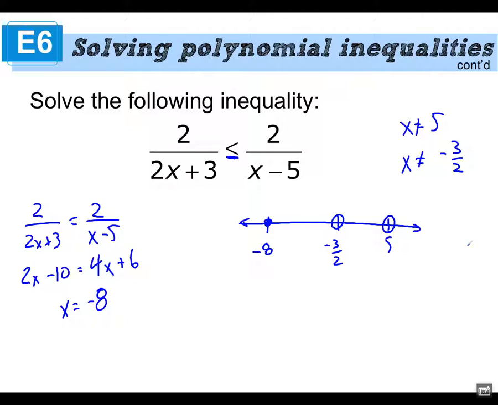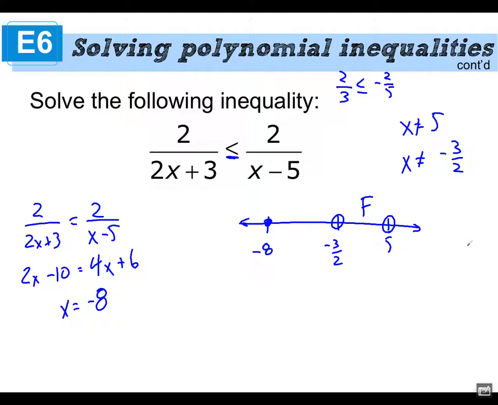Now we have 5 regions to test. Let's pick the easy one. What's a good number to pick in here? 0. So what happens when you put in 0? Is 2/3 less than or equal to negative 2/5? Nobody cares about the fractions, because one's negative and one's positive. Is that a true statement? No, it's not. This is a false region.